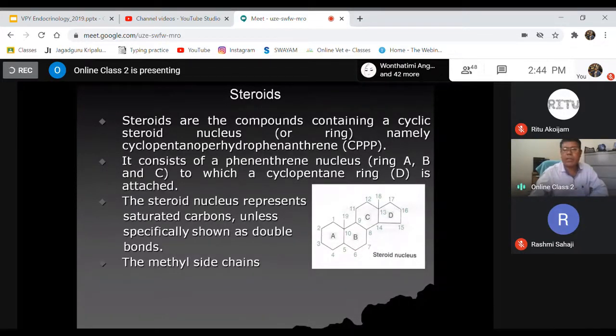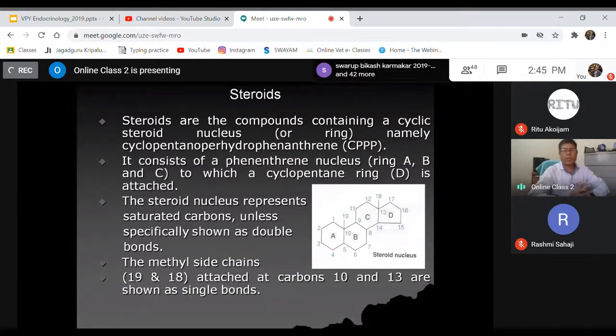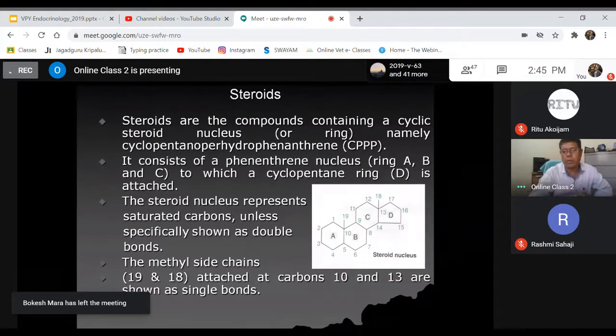The methyl side chains are present at carbon number 10. This carbon number 19 is a methyl side chain, a CH3 group attached to carbon number 10. Another CH3 group is attached to carbon number 13. So carbon numbers 18 and 19 are the methyl groups attached to carbon 13 and carbon 10. These methyl chains are shown as single bonds.